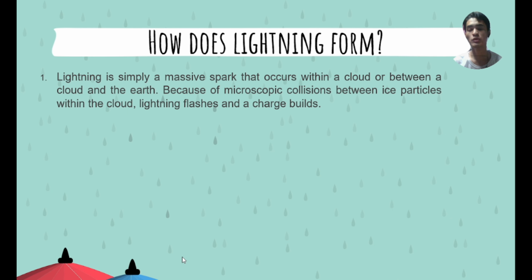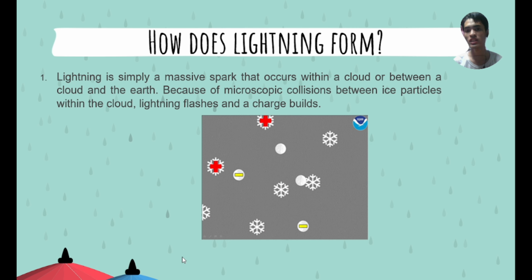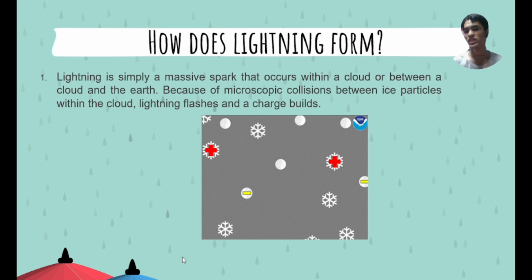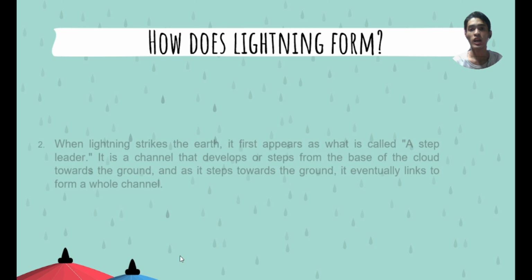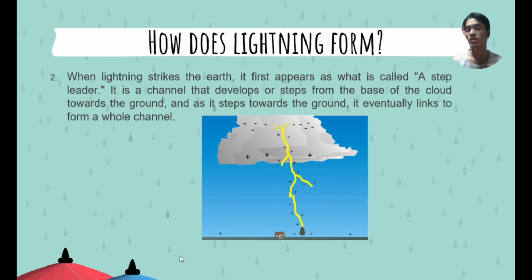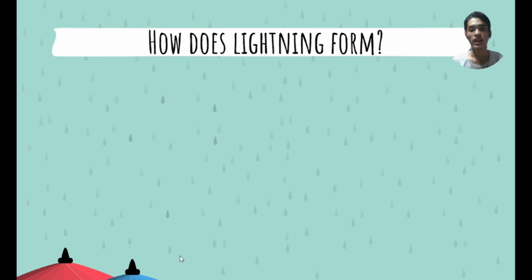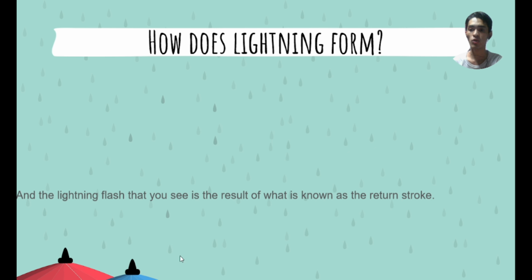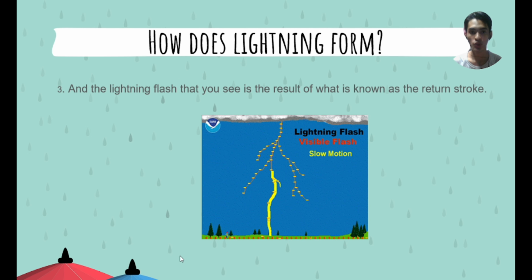Lightning is simply a massive spark that occurs within a cloud or between a cloud and the ground. Because of microscopic collisions between ice particles within the cloud, a charge builds and lightning flashes. When lightning strikes the ground, it first appears as what is called a step ladder. It is a channel that develops, stepping from the base of the cloud towards the ground, and as it steps towards the ground, it eventually links up to form a whole channel. The lightning flash that you see is the result of what is called the return stroke.